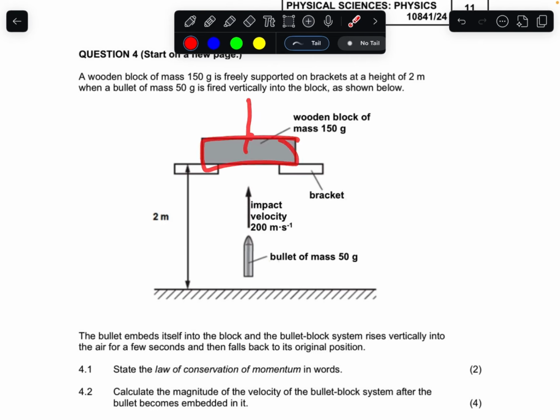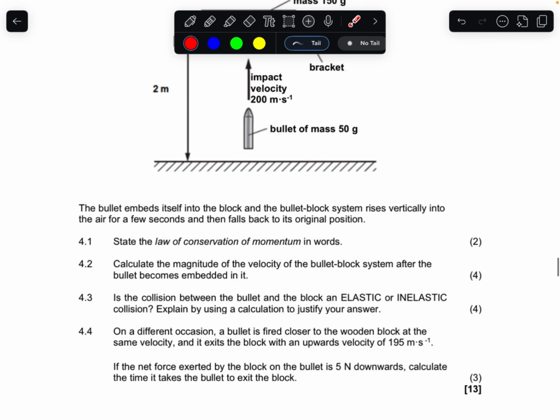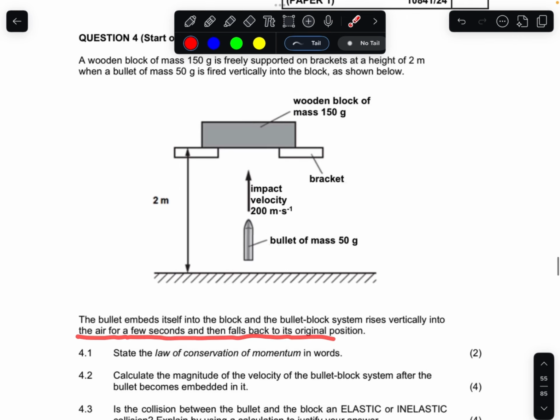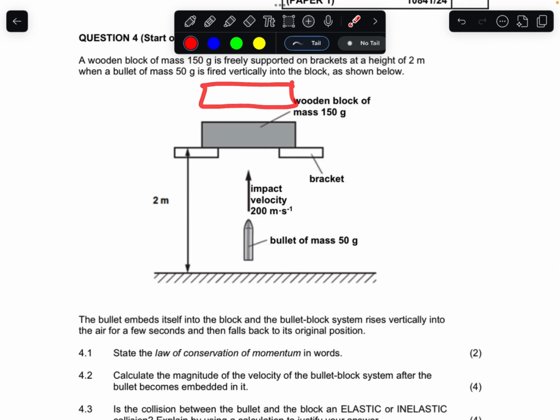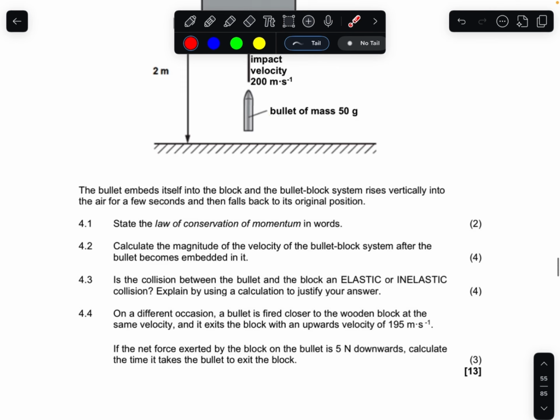This block is going to move with the bullet, right? Now it says the bullet is embedded. It embeds itself into the block, and the bullet block system rises vertically into the air for a few seconds, and then it falls to its original position. So the block is going to move maybe to that position with the bullet inside. The bullet is embedded inside, right?